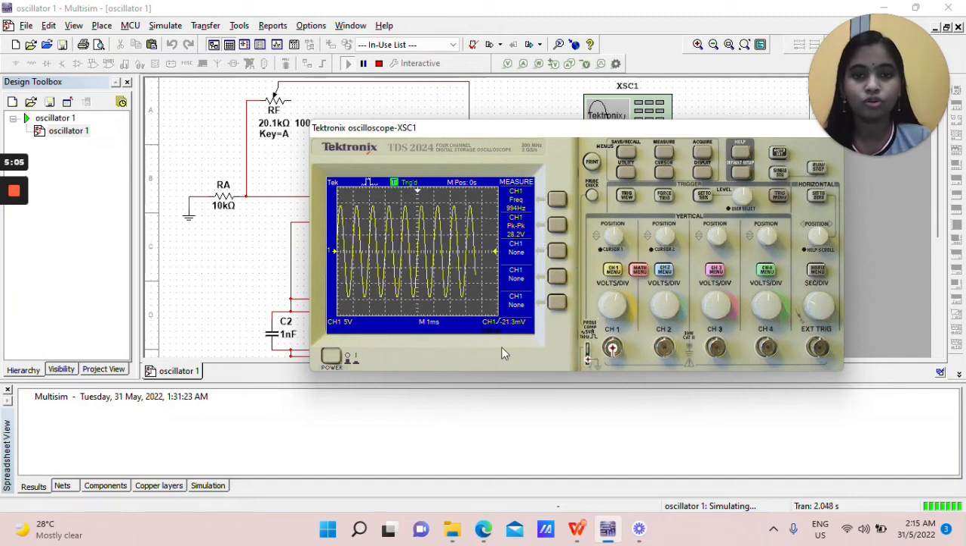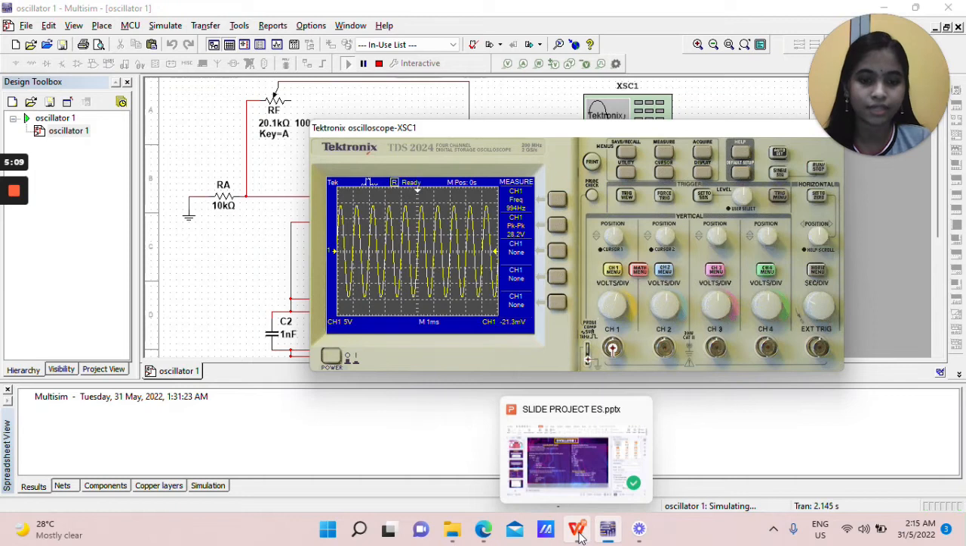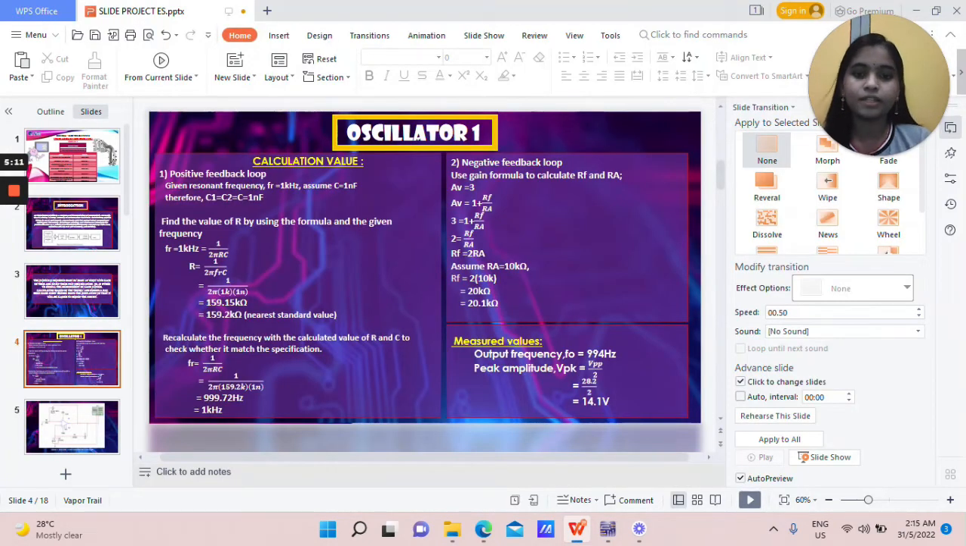And now we go back to the slide. The measured value is output frequency equal 994 Hz, and the peak amplitude Vpk equal Vpp over 2 equal 28.2 over 2 equal 14.1 volt. That's all from me. Thank you.